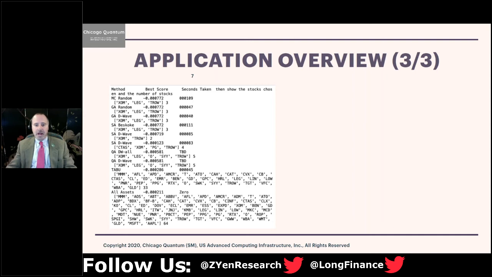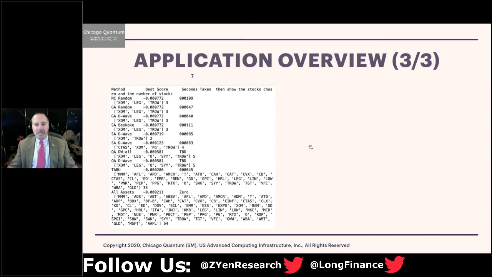And then we show the stocks. So in this case, there were 64 stocks. You can see them on the bottom. And I'm just going to walk you through. So the Monte Carlo random picked ExxonMobil, Legg Mason, T. Rowe Price. So it's funny how oil and kind of mid-tier financial services firms tend to not operate together. They tend to zig while the other zags. I mean, kind of makes sense, right? It's like guns and butter, right?